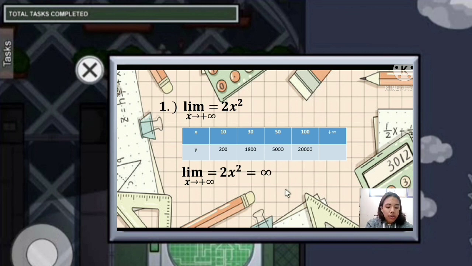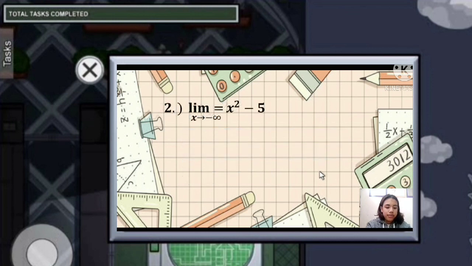So, our answers are 200, 1,800, 5,000, 20,000. The final answer is the limit of 2x squared as x approaches positive infinity is equal to infinity. Let's have another example.